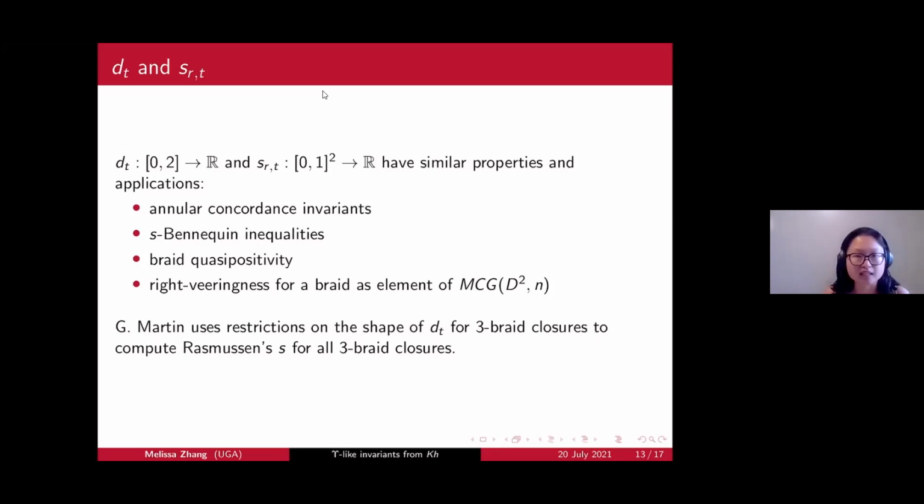In particular, I want to point out that Gage Martin was actually able to compute Rasmussen's s invariant for all three braid closures by using basically two big tools. There's Murasugi's classification of three braids, and then also the restrictions on the shape of this function d_t. So you can imagine doing the same thing with this function. We haven't done it, but these are kinds of interesting applications that came out of studying these.